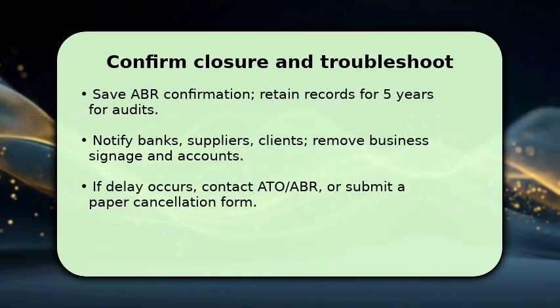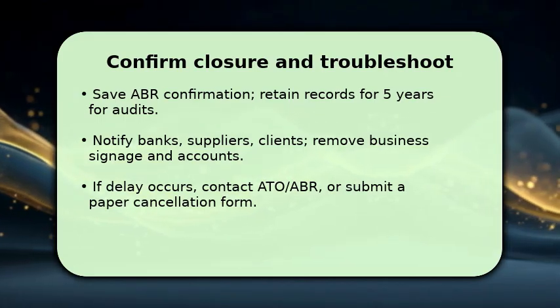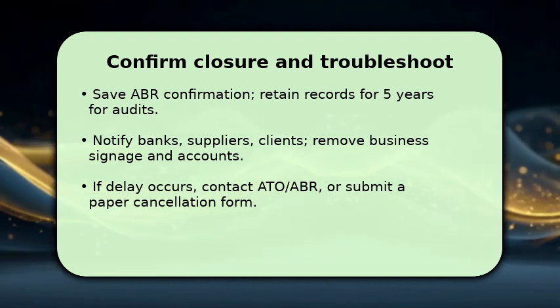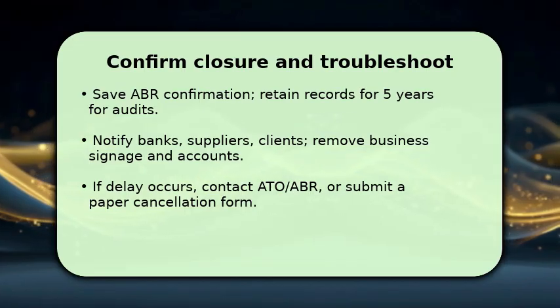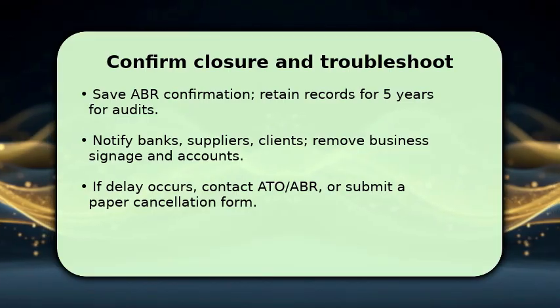If the ABR delay or rejection happens, contact the ATO or ABR helpline immediately and, if needed, submit a paper cancellation form with supporting documents. This often resolves system or identity verification problems quickly.